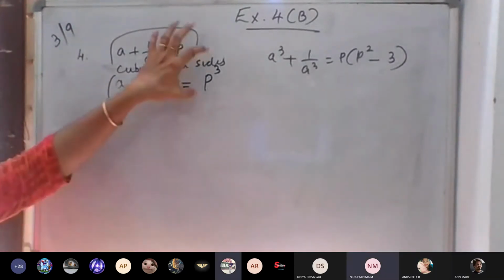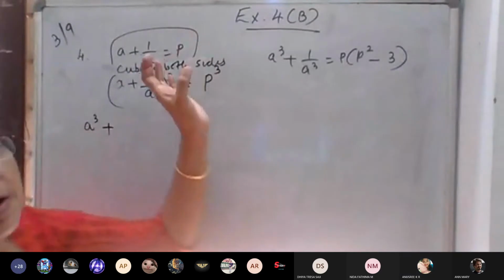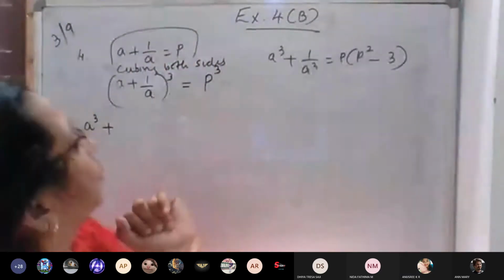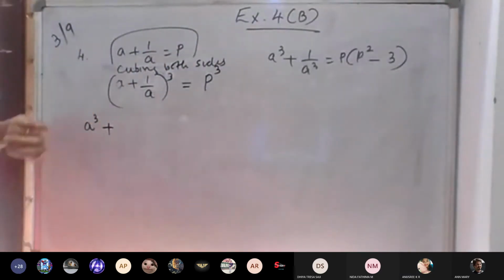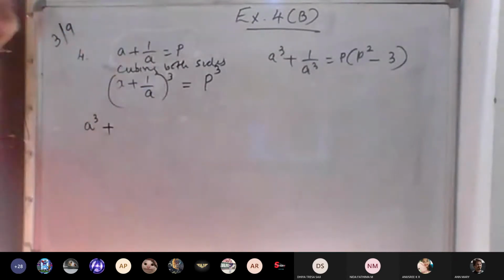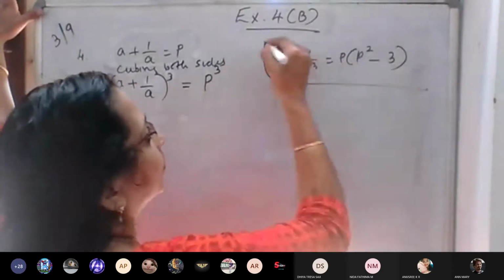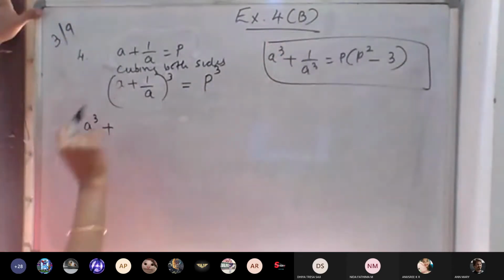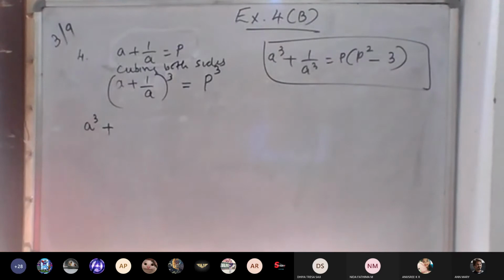Up to this you write, then only you can do it. a plus 1 by a is equal to p. Cubing both sides. Write down. a plus 1 by a whole cube is equal to p cube. Then expand in the a plus b whole cube form. a cube plus.